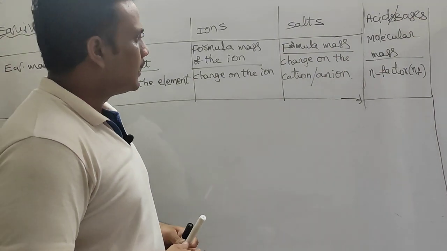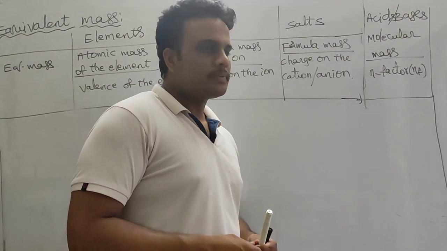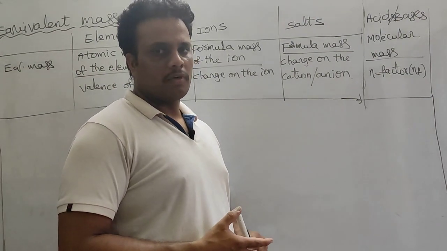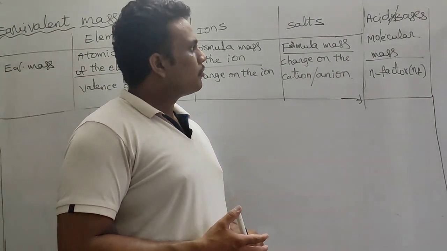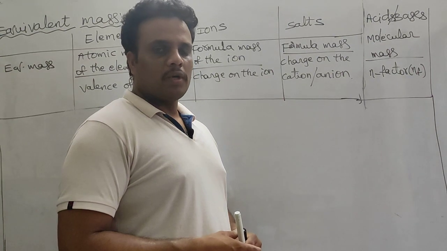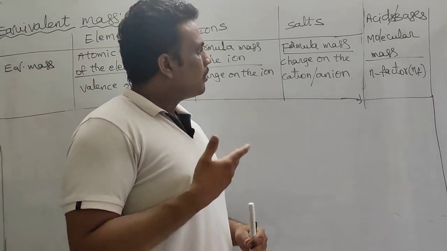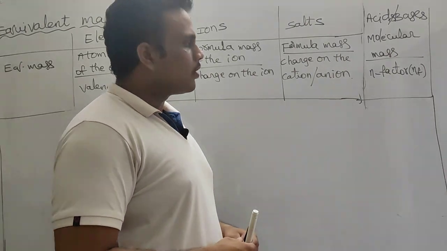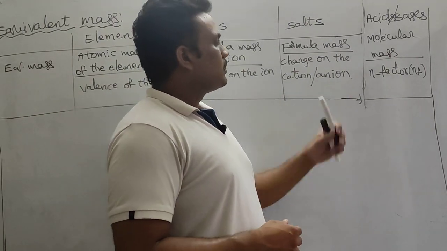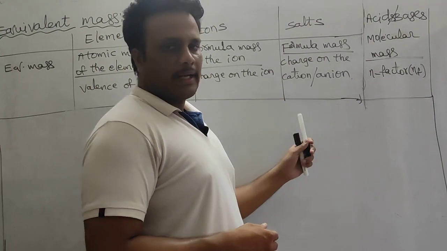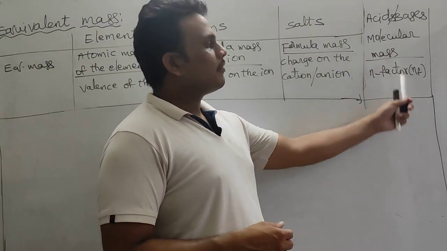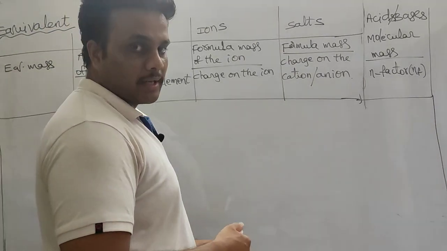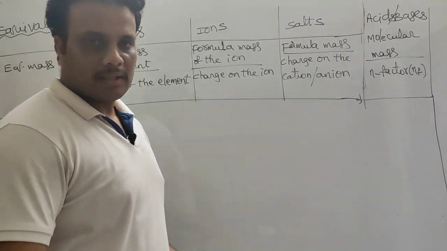The number of units of charge you see should be in the denominator. And when you talk about salts, generally formula mass, because salts do not have any molecular formula, they have an empirical formula. So for salts, instead of molecular mass, we say formula mass. That calculation is similar to that of molecular mass. So the charge on either the cation or anion, any one you have to take, not both. And when it comes to acids or bases, it is molecular mass upon n factor.